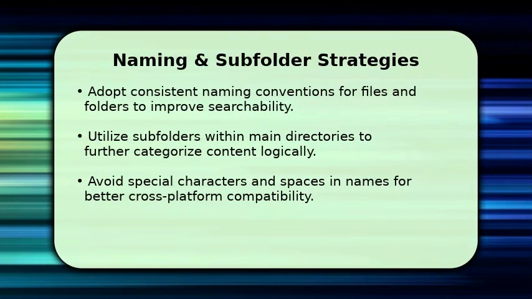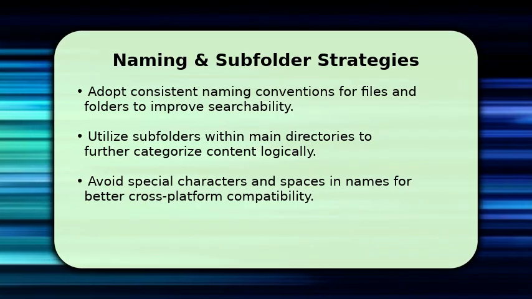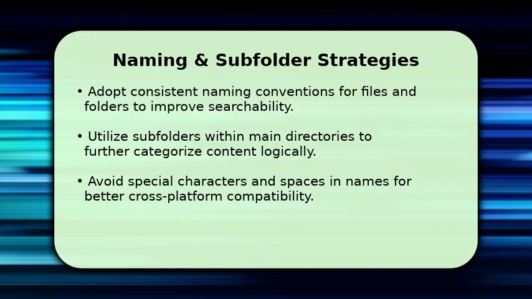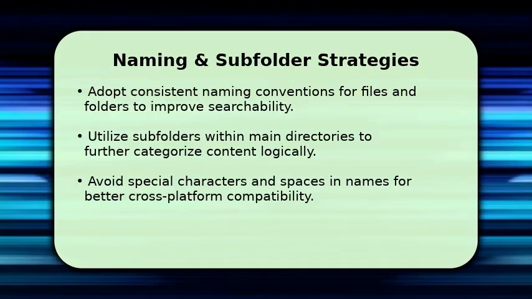Moving on to naming and subfolder strategies, consistency is truly key. Adopting clear naming conventions for both files and folders will dramatically improve searchability and understanding. Think about using descriptive names that immediately tell you what's inside. Within your main directories, don't hesitate to use subfolders to further categorize content logically. For example, inside assets, you might have images, audio, and video. Also, remember to avoid special characters and spaces in your names for better cross-platform compatibility, making your project more robust.